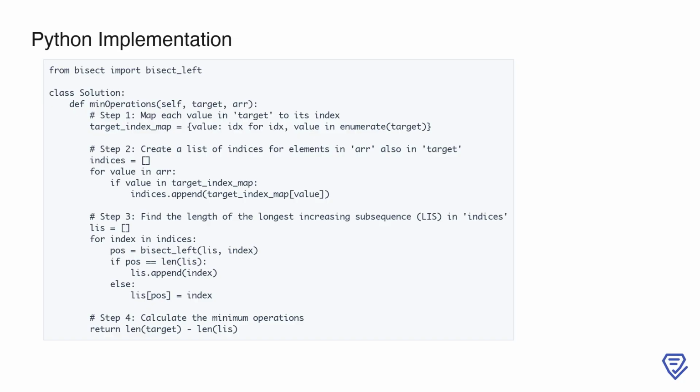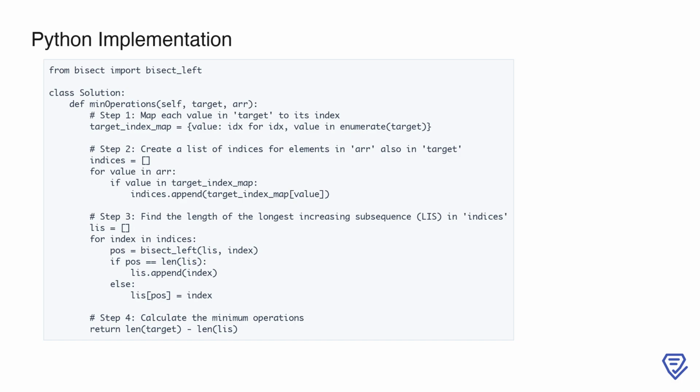Step 4. Calculate minimum operations. Finally, the number of operations required to make ARR a subsequence of target is determined by subtracting the length of the LIS from the total length of target. This is because the elements already part of the LIS do not require any insertion.